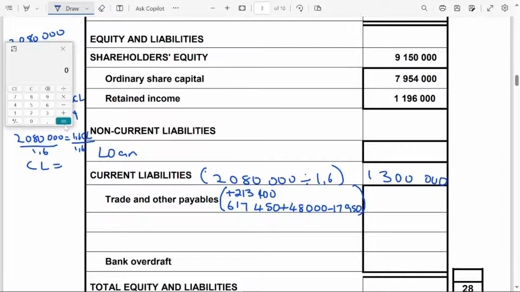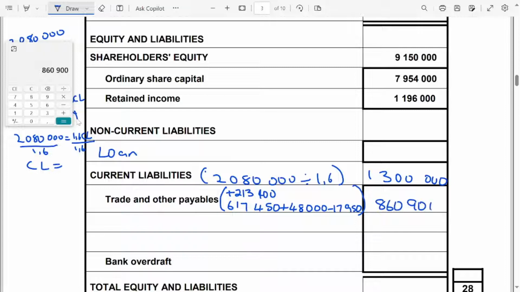Now let's calculate the total for the trade and other payables. Trade and other payables is 617,450 plus 48,000 minus 17,050 plus 213,400. That is going to be 860,900. So the bank overdraft, we're told that it is going to be the balancing figure, right?